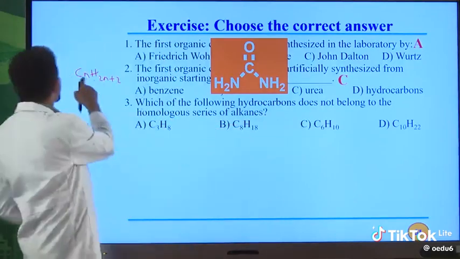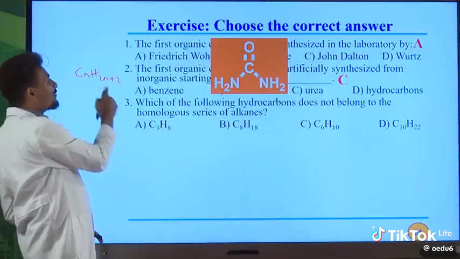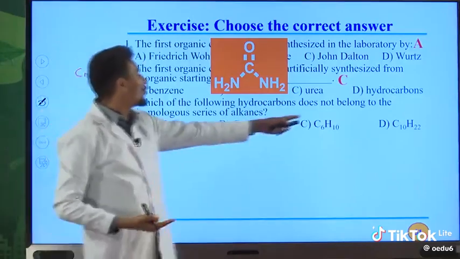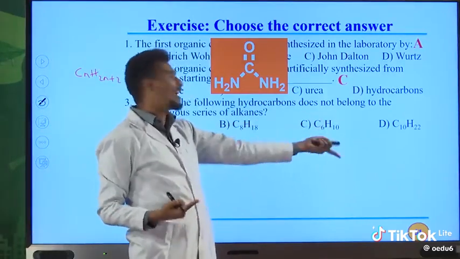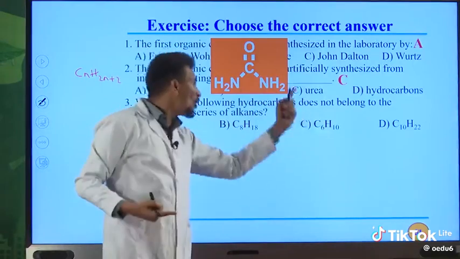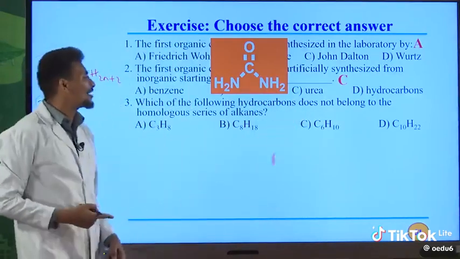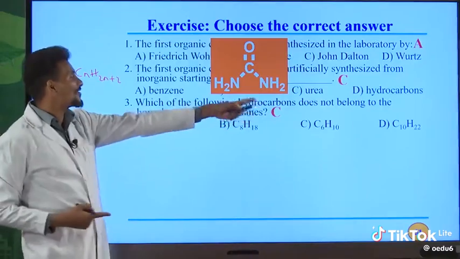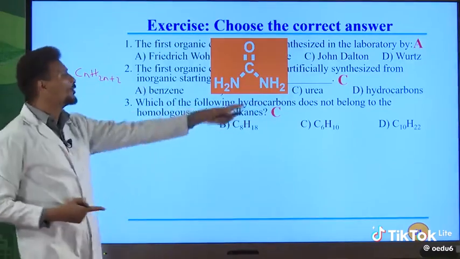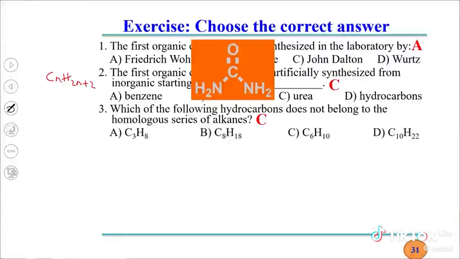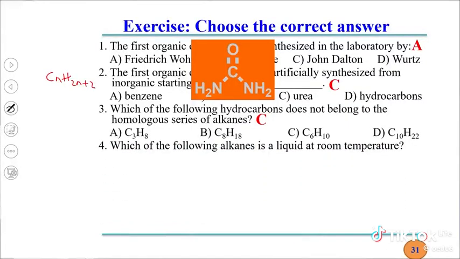C6H10. For C6, 2 times 6 is 12, plus 2 is 14. It must be 14, but here it is H10. Therefore, this one does not belong to the homologous series of alkane. But the last one, C10: 10 times 2 is 20, plus 2 is 22. So C10H22 is decane. This also belongs to the homologous series of alkane.